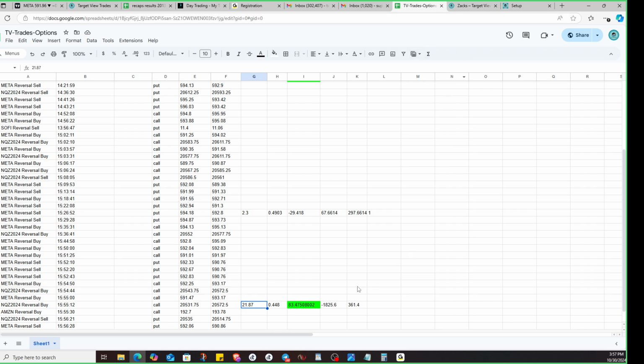Let me explain that to you. Okay, let me go a little slower and explain that to you. What this 44.8 means is that for each dollar that the price moves, the option value should increase $44.80, or 448. For each dollar that the price moves, the option is going to increase $44.80.